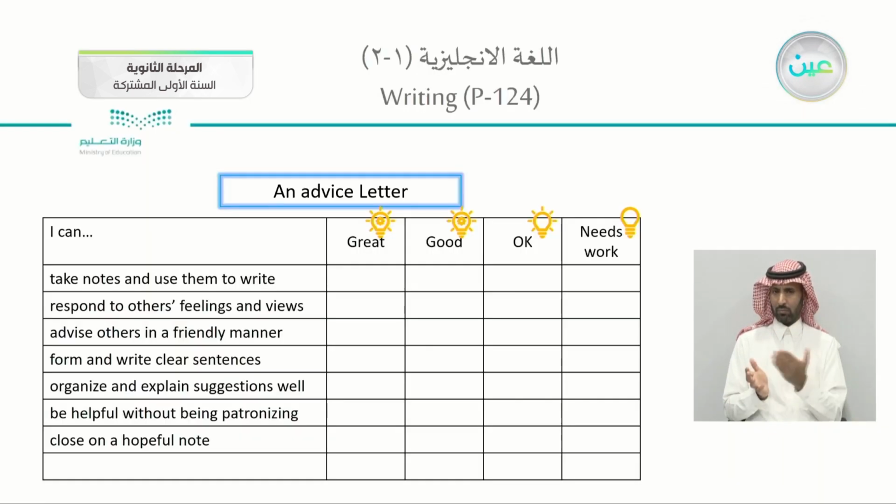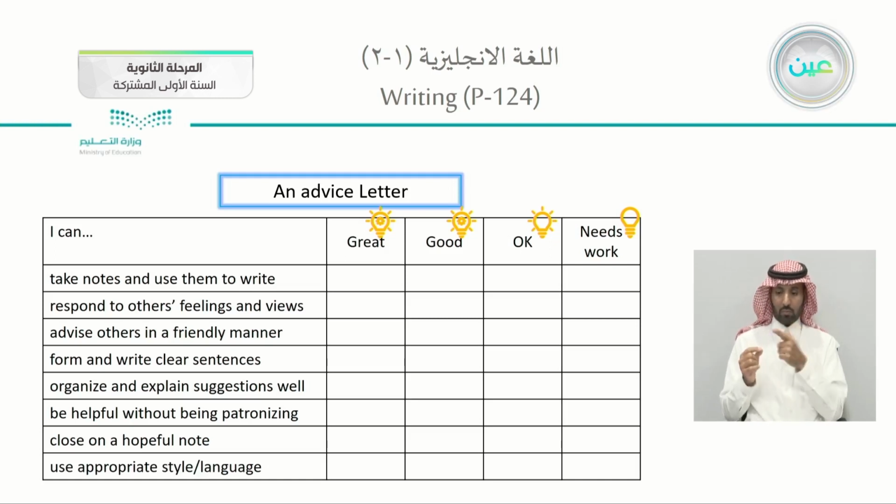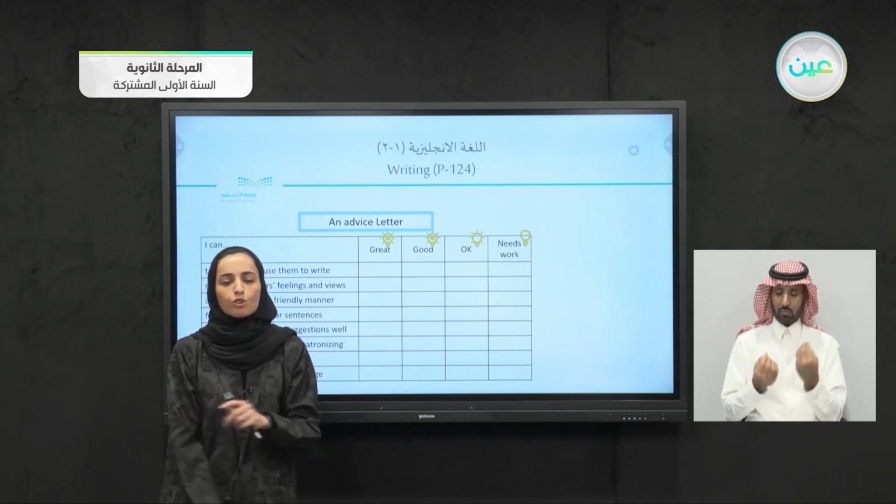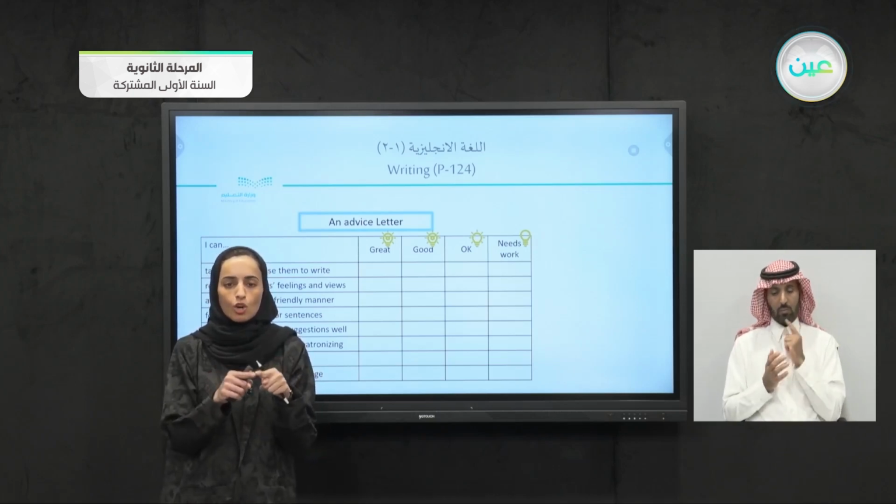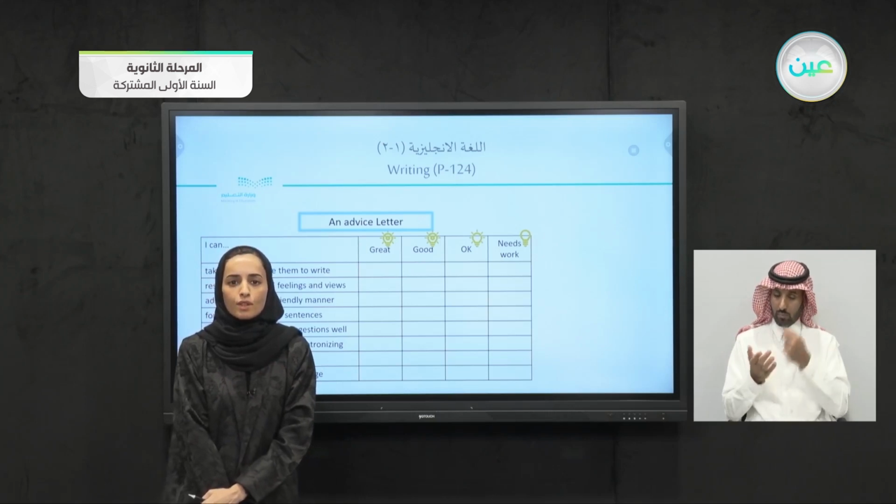Next, close on a helpful note. I know that you are going to go through this. You're going to call me next time and tell me that you are in a good situation. And by the end, use appropriate style or language. And this time, which language or style are we using? We're using the informal because you are emailing or writing to a friend.